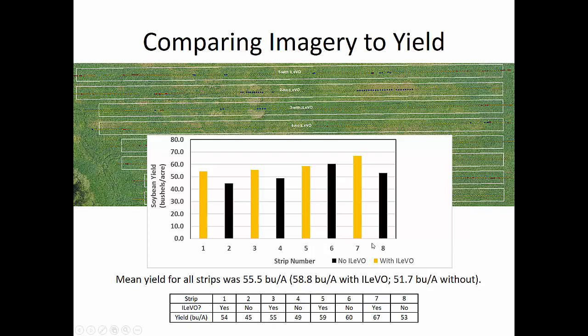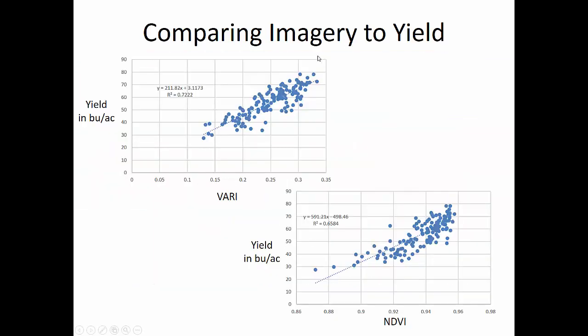The other thing I did in the end was compare yield to the VARI and yield to the NDVI, and again there was a very slightly stronger relationship with VARI than with NDVI, but both a fairly strong relationship.